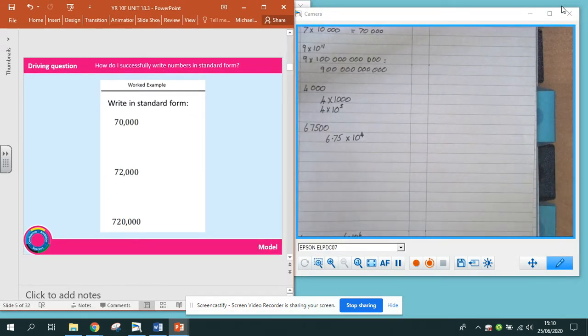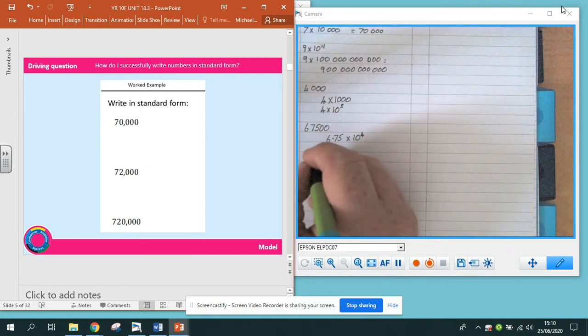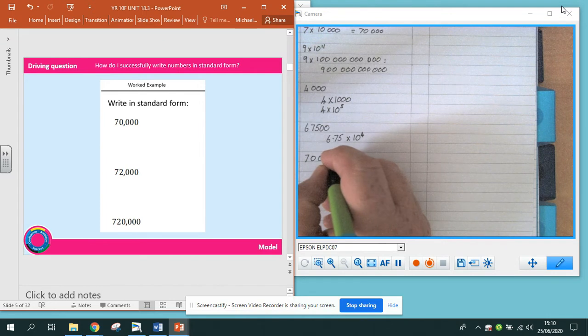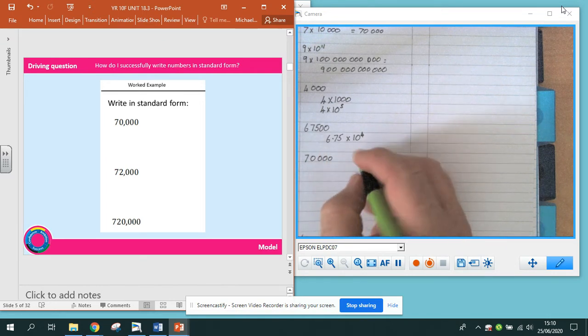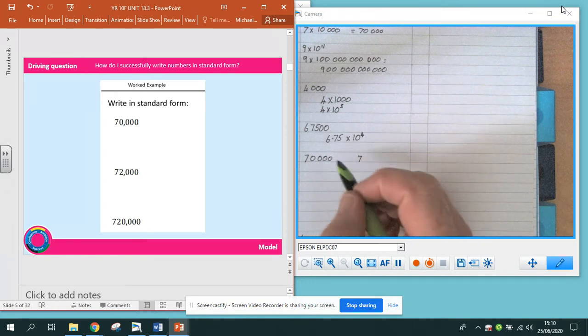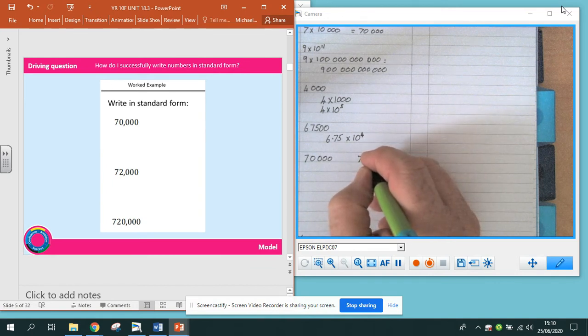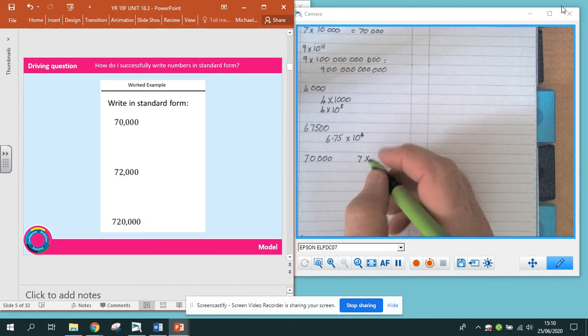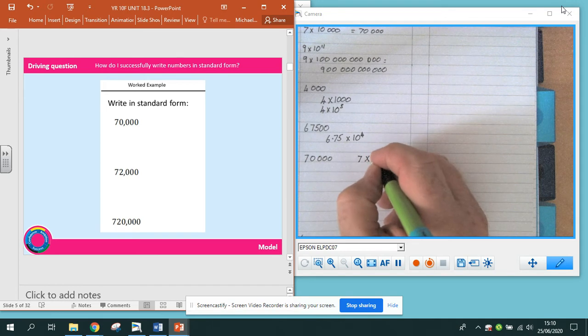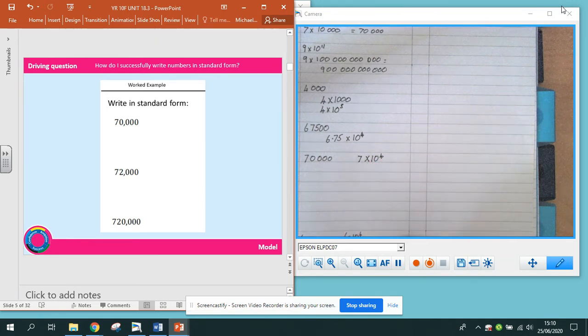Okay, so 70,000. Good place to start. My decimal number, don't need to be a decimal number. I'm just going to say that's 7. And what have I got to multiply 7 by to turn it into 70,000? I've got to multiply it by 10,000, which is 10 to the 4th.